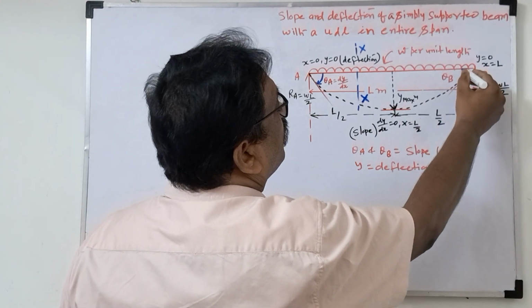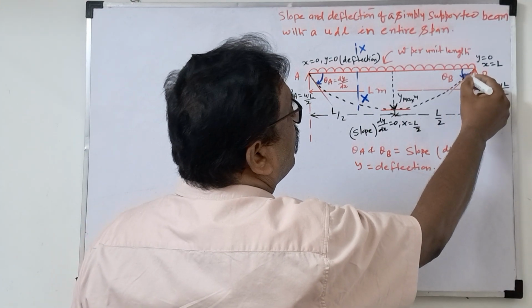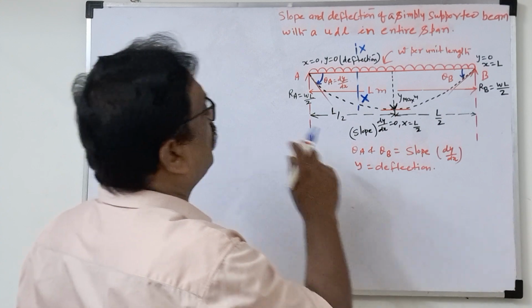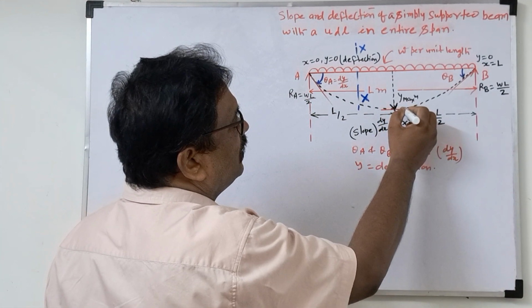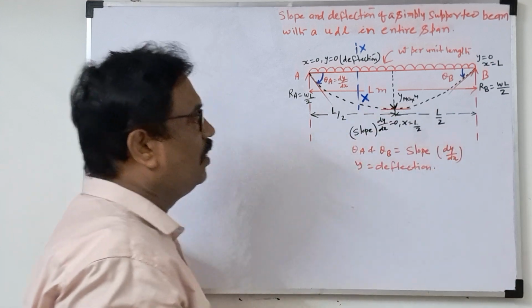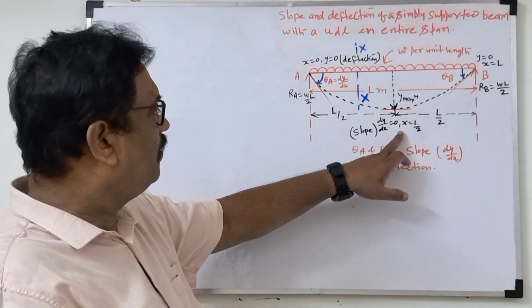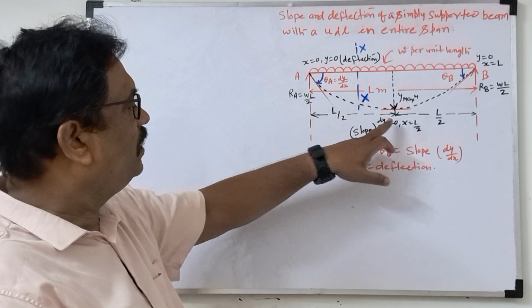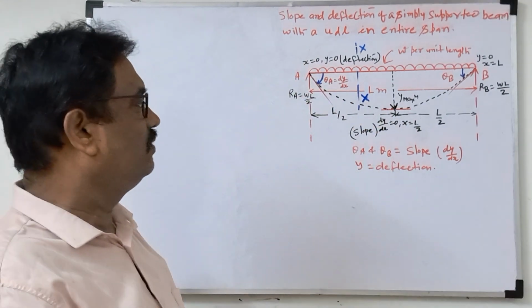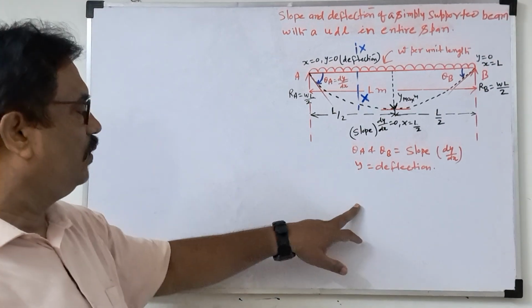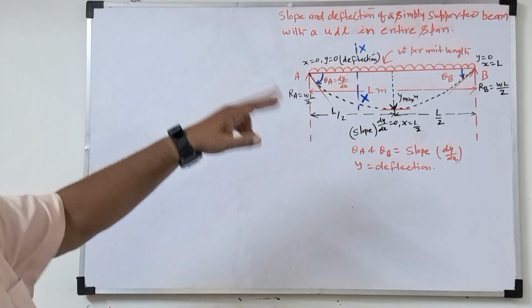And this angle is also known as slope. But at the middle, slope will be 0. Why? Because if you draw the tangent to the curve, these two angles will be 0. So at the middle, your slope will be 0, and when x equals 0, slope will be maximum. These are the boundary conditions. Once we derive this, we'll use these boundary conditions.